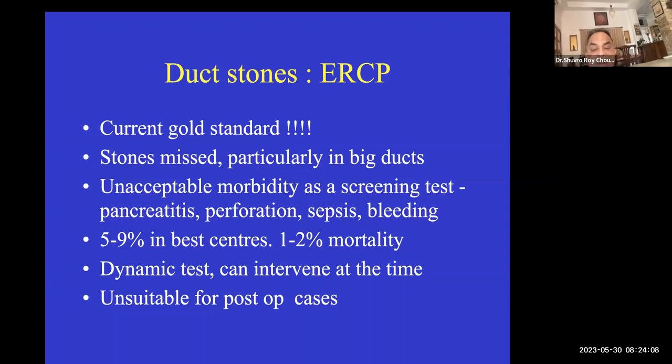But it is a dynamic test. It can intervene at the same time. In certain postoperative anatomy it is unsuitable, but it is a great test to remove the stone. It is a great procedure to remove the stone. I don't think it is a great test to diagnose the stone. So this is what is important for you.